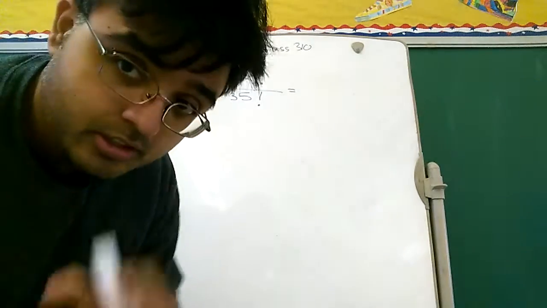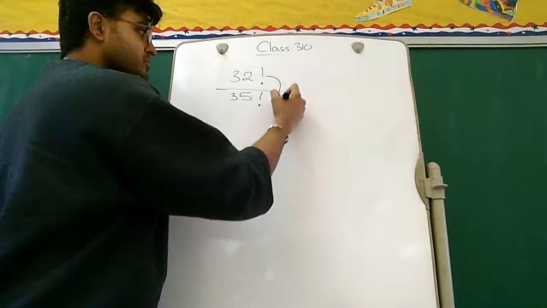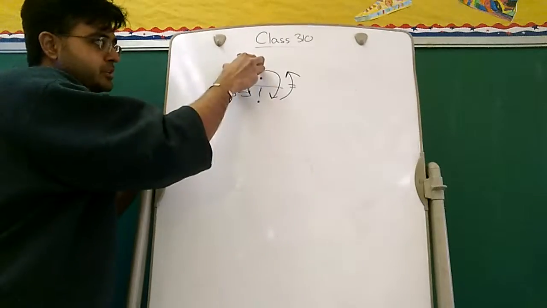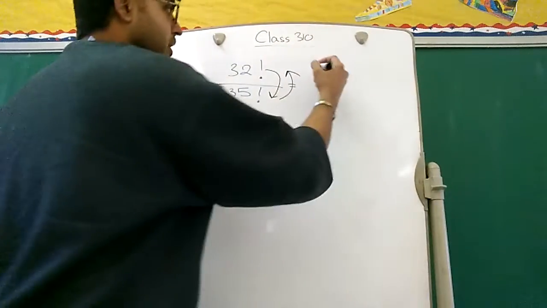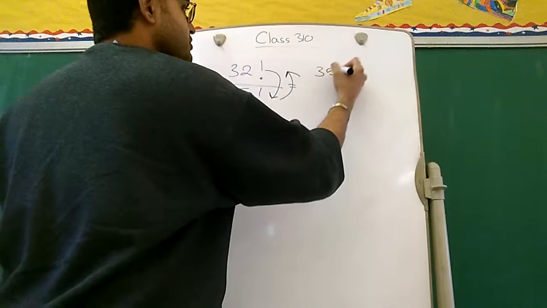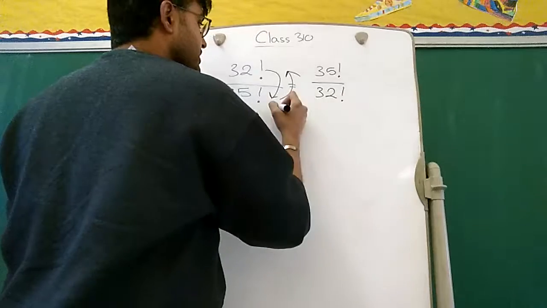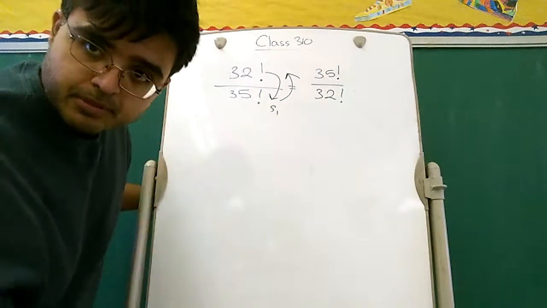Step number one. The first thing you have to do is flip the numbers. Reverse the numbers. Put 32 down below and put 35 on top. So I'm going to do 35 factorial divided by 32 factorial. This is step number one. Very important step.